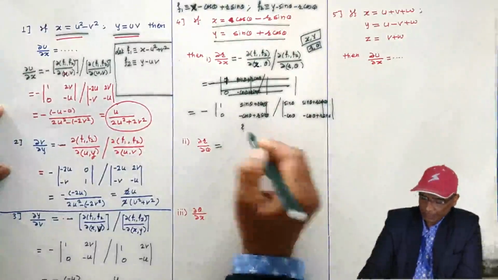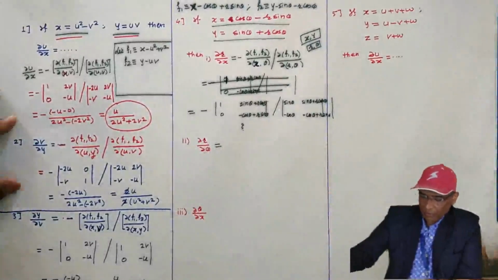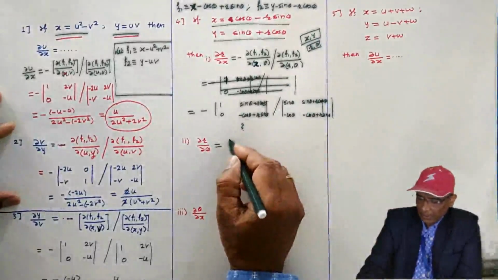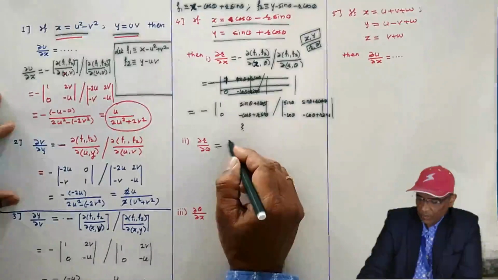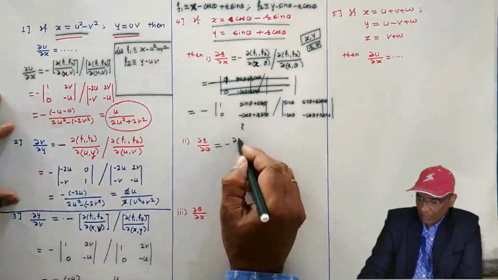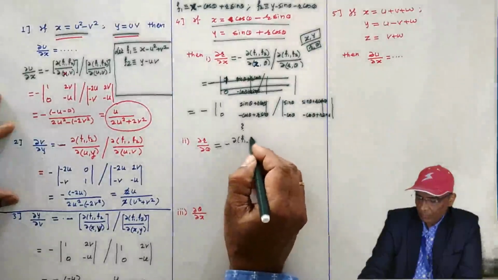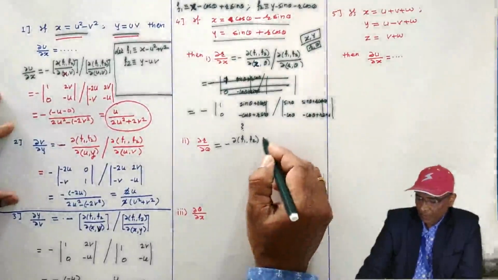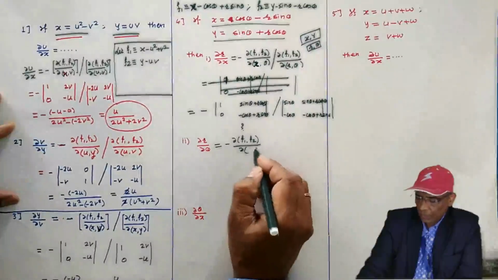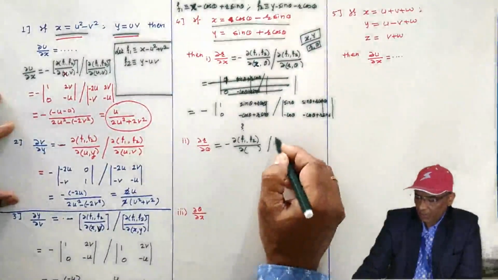Now del r by del theta I am going to find. Del r by del theta, how to write the formula for this? Minus del f1 f2, the formula I am writing. Numerator Jacobian divided by denominator Jacobian.